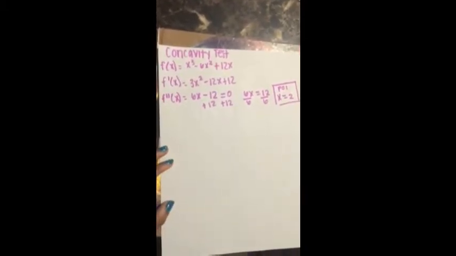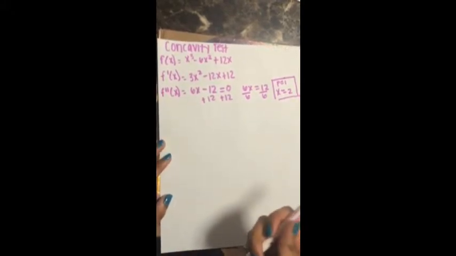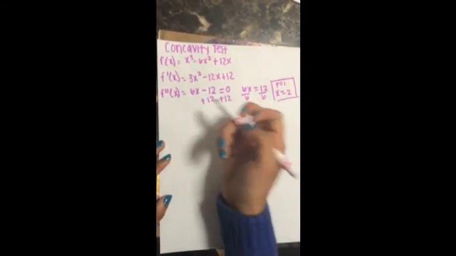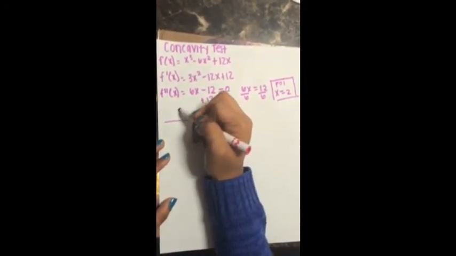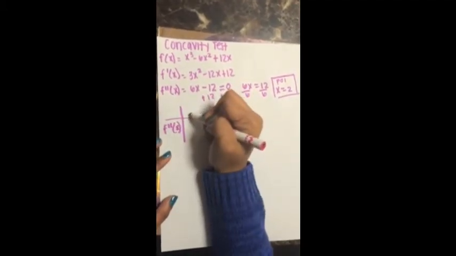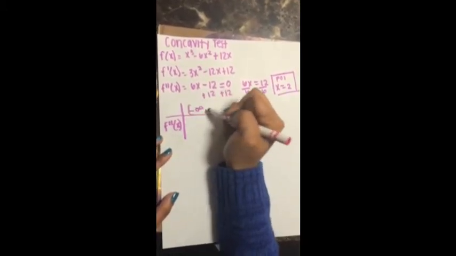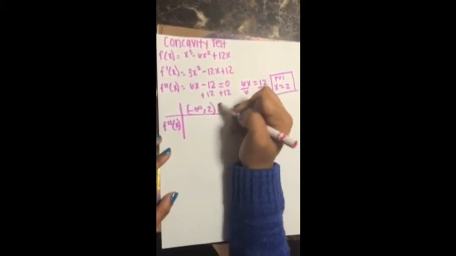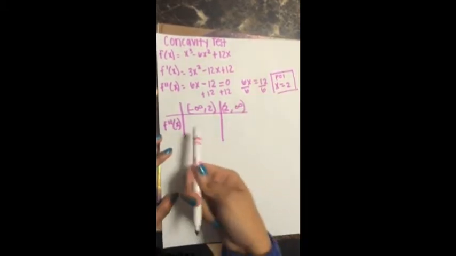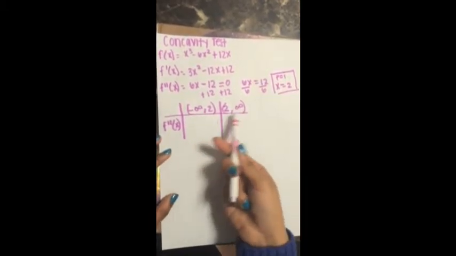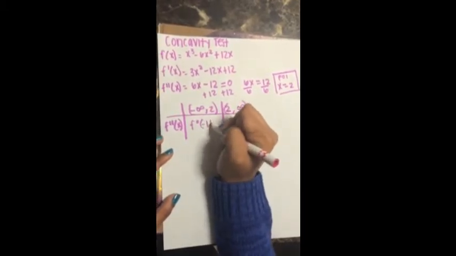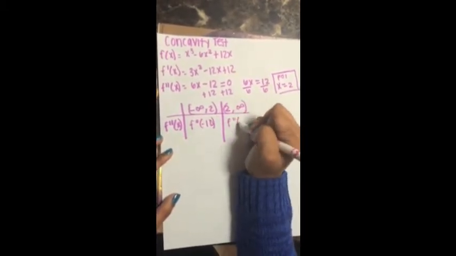So now we have to build a chart using this possible POI, and we're going to plug into the second derivative. So we would go from negative infinity to 2, and from 2 to positive infinity. So we can just choose any value between the intervals. So I'm going to plug in using negative 10 and positive 10.